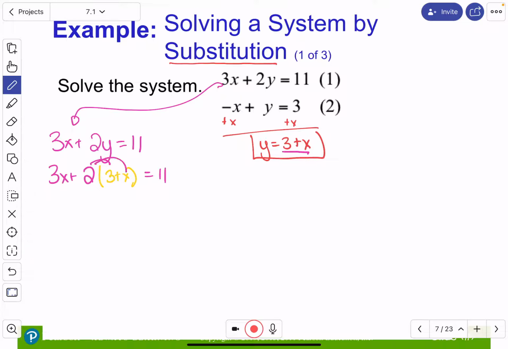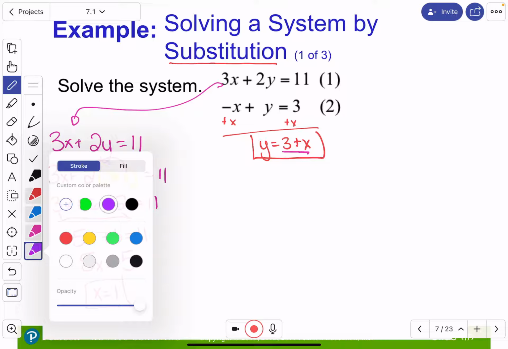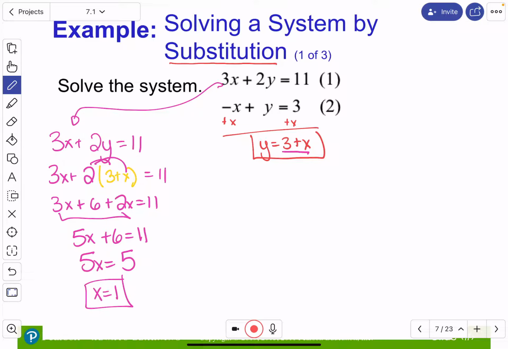Now I'm going to distribute. Combine like terms. Bring the 6 to the other side. Divide by 5, and we get x equals 1. So if x equals 1, now we need to know the y coordinate. So I'm going to plug it back in here. So I get 3 plus 1, y equals 4.